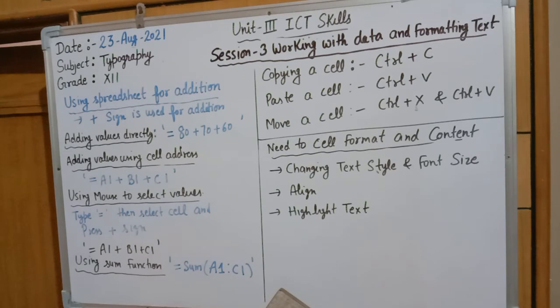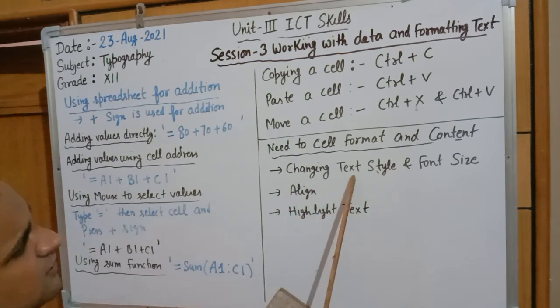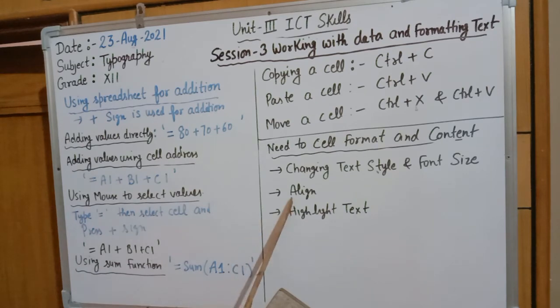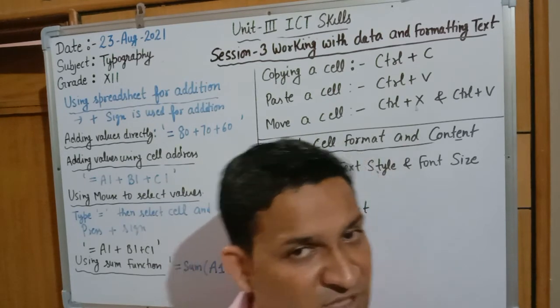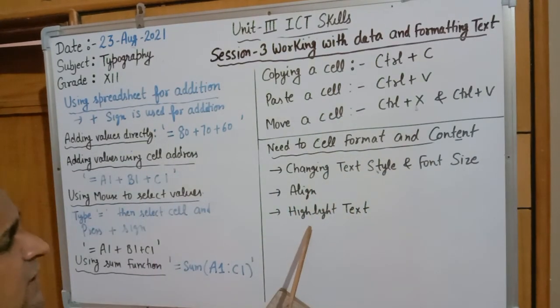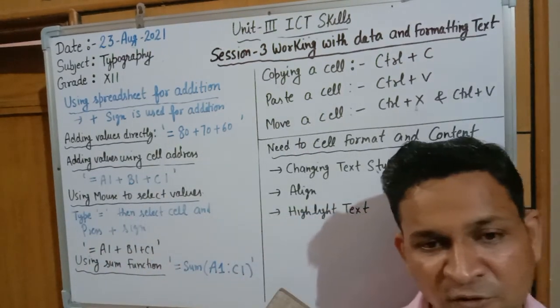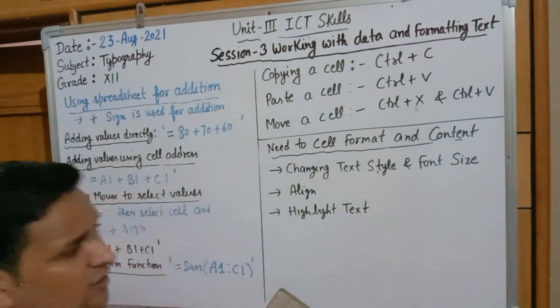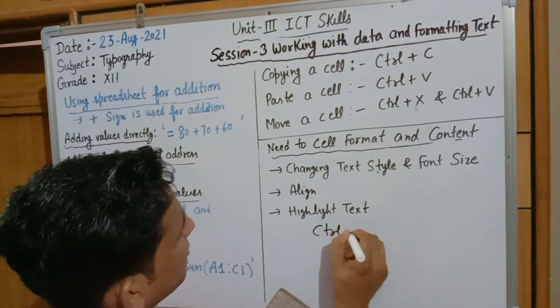What is the need for cell formatting? The main need is to change the text style, to increase or decrease the font size, and to change the alignment, like left, right or center. The major thing is if we want to highlight the text, like a table heading, we can make it bold, italic or underlined. The shortcut key is Ctrl+B.